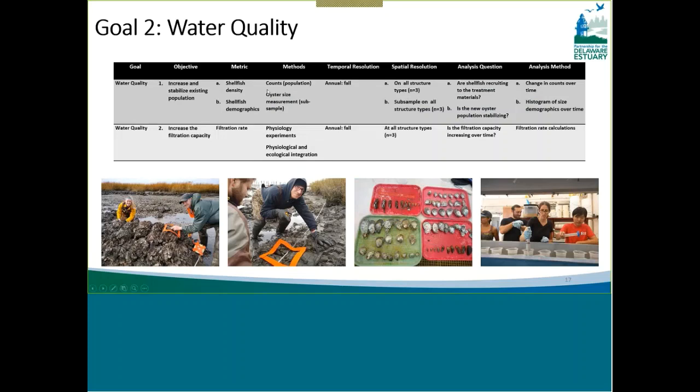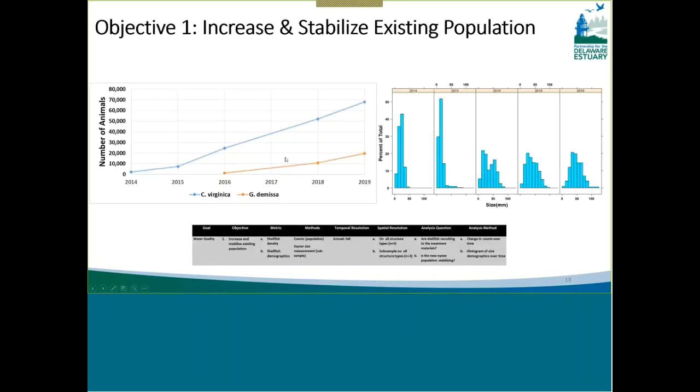Well, what we wanted to do is count the different amounts of shellfish out there over time, take some measurements of them, and then take the information we know about how much they eat and apply that to the population so we can estimate what they're doing. So what do we see?